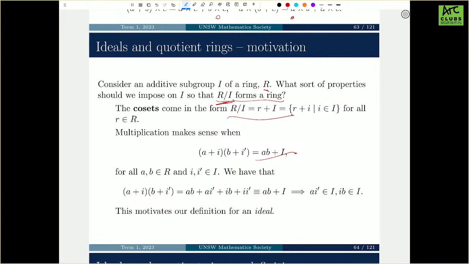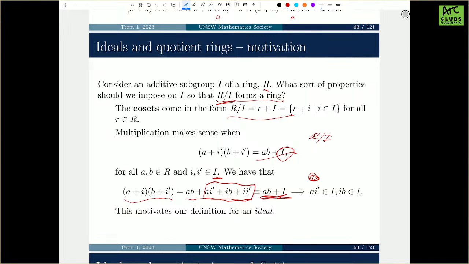Yeah, because we're kind of considering, hopefully, I as equivalent to 0 in our quotient ring. Well, then we've got to have this identity. Just using normal distributing multiplication, we get that this equals this. And then we want this to kind of be AB plus I. So that means this has all got to be in I.